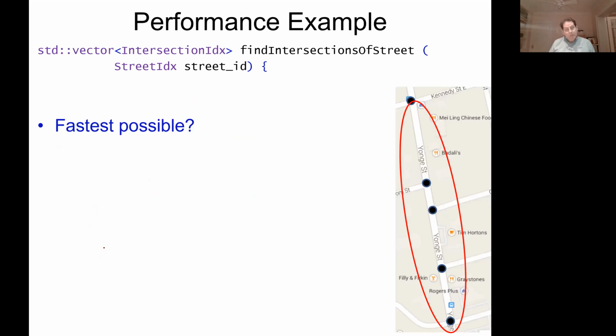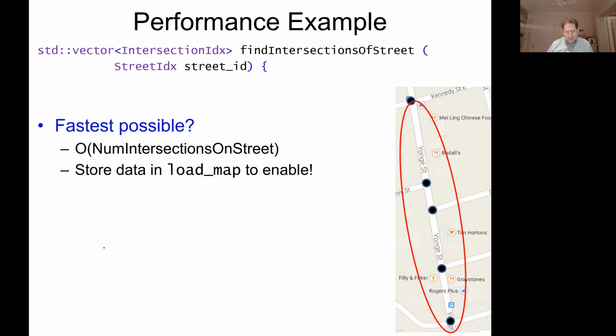Let's think: performance requirement high, which is what this function is, means we're supposed to use the best O we can. Okay, so we've achieved order n. Is that the fastest possible? Well, let's think about what we actually have to return. Yonge Street has a whole bunch of intersections in it. The best possible implementation would just return however many intersections that is.